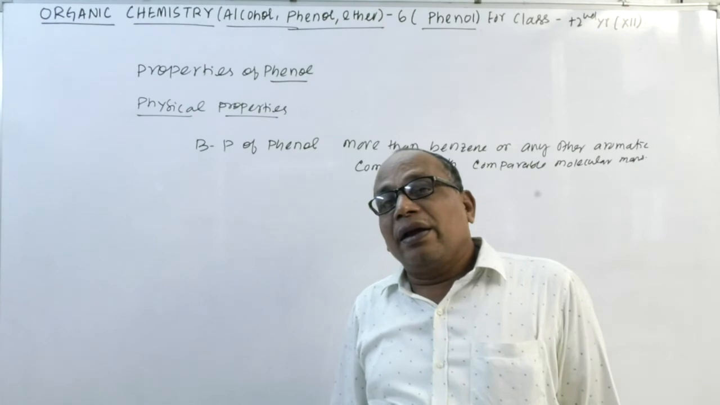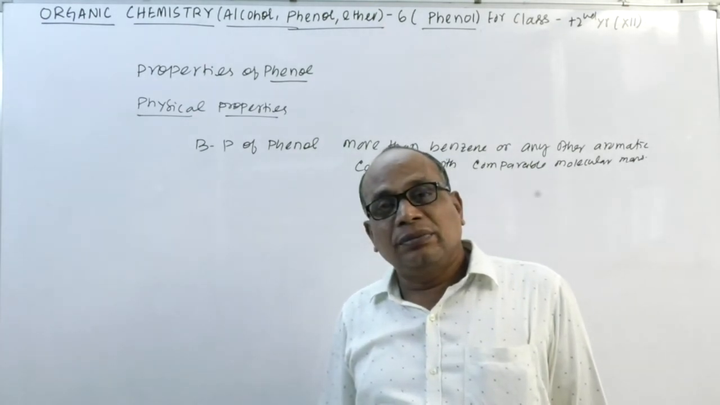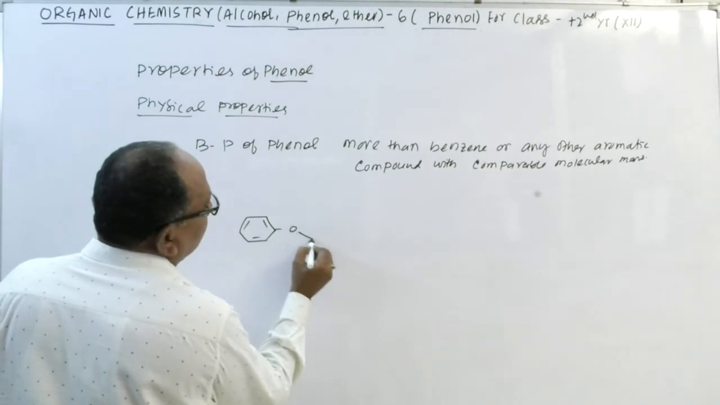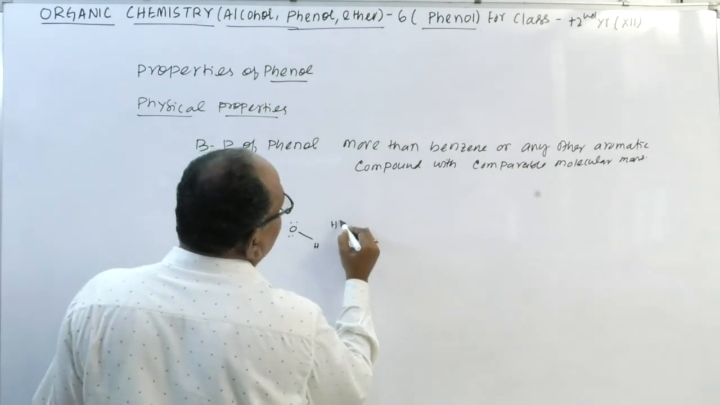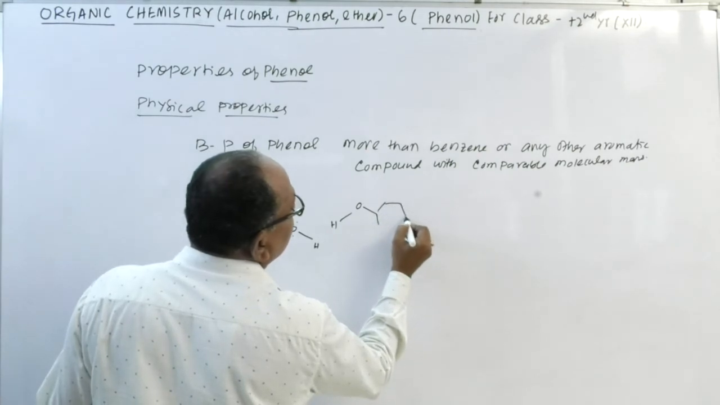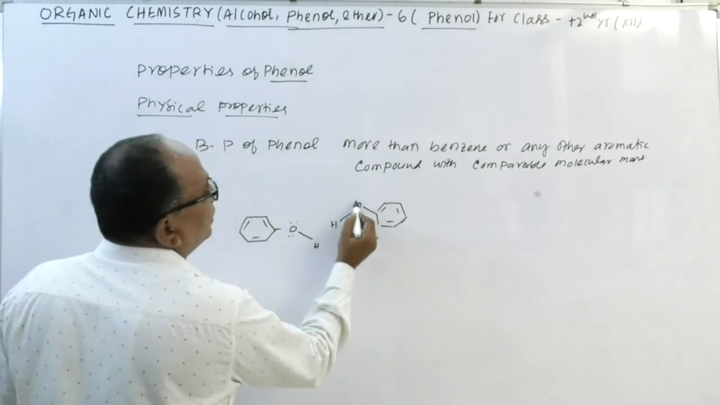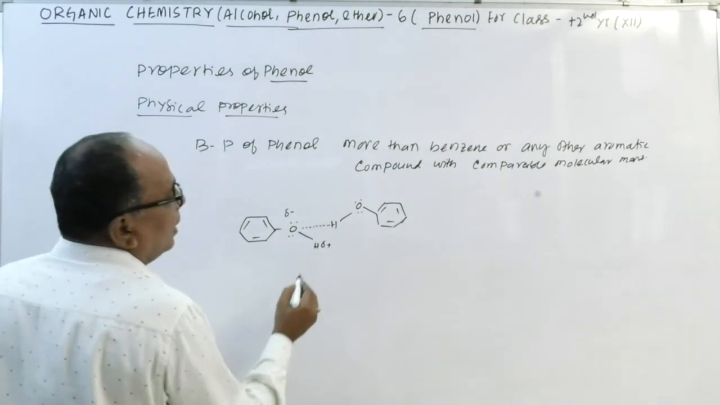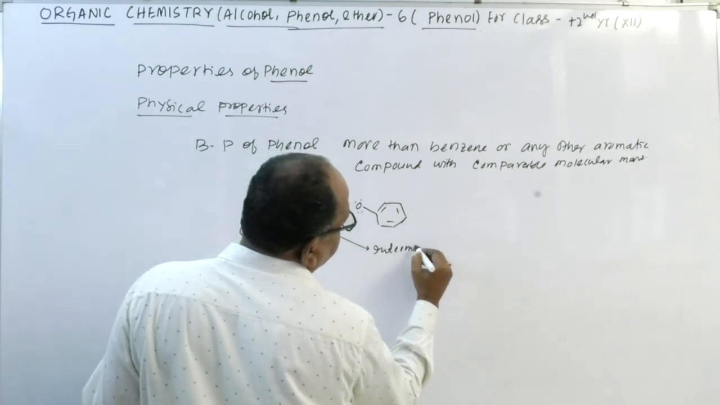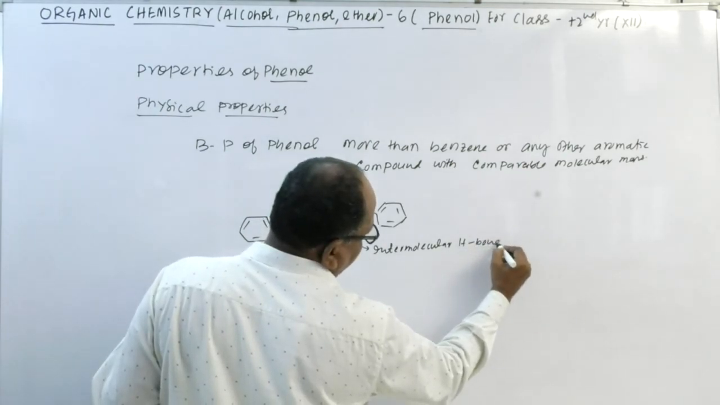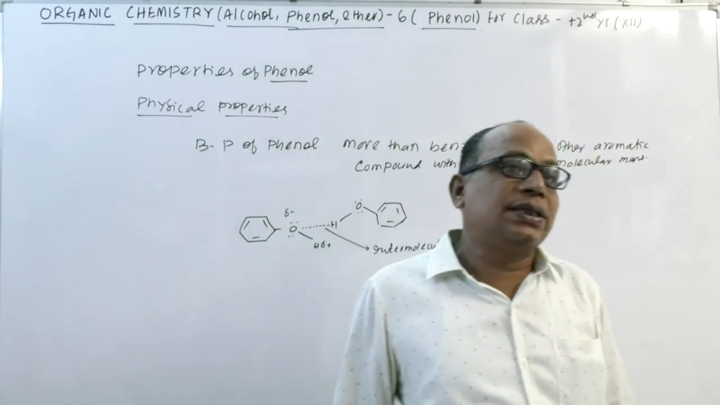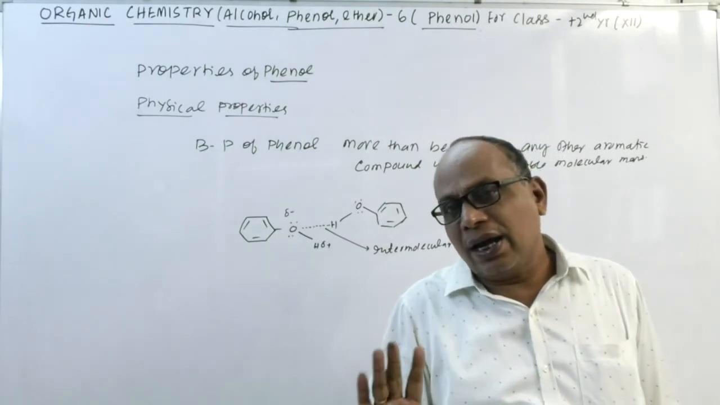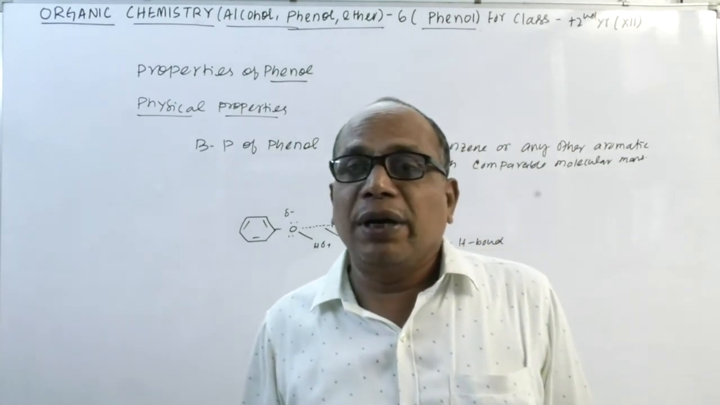By forming what? Intermolecular hydrogen bonds. This is your phenol, and this is another molecule of phenol. These have an angular shape, and this possesses a fractional negative charge, this possesses a fractional positive charge, and this is your intermolecular hydrogen bond. That's why phenol has a higher boiling point or melting point than the corresponding aromatic compound with comparable molecular mass.